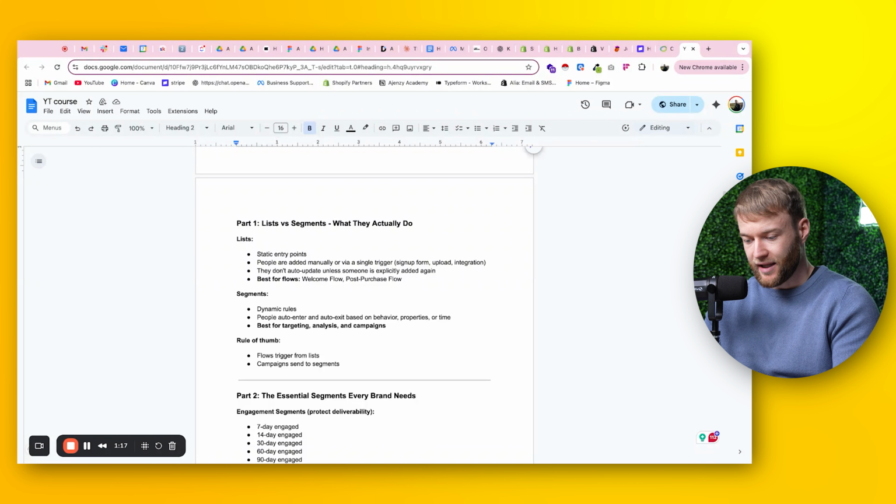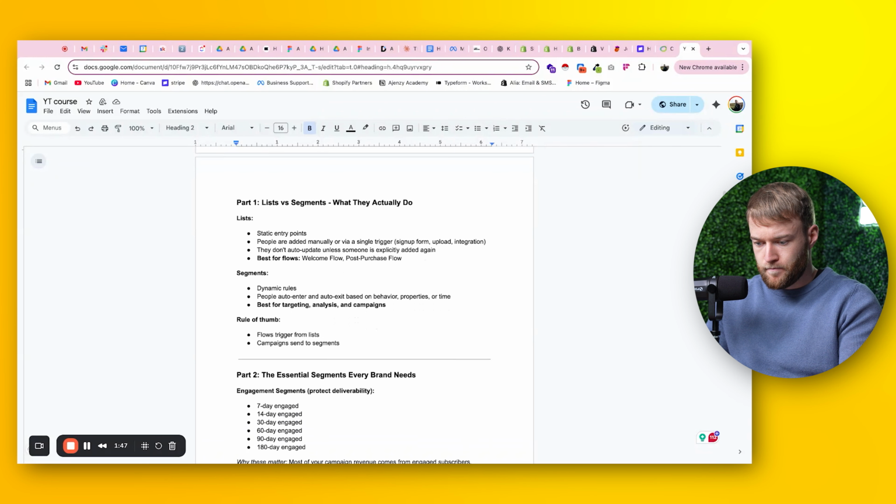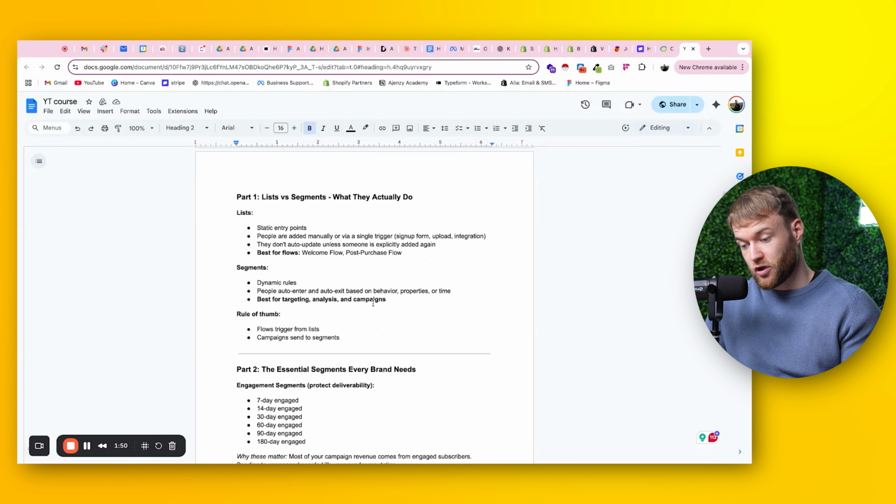Segments are very different. They have dynamic rules. So people will auto-enter and auto-exit based on behavior, properties, or time. These are best for targeting, analysis, and campaigns. So you could just say person has placed order equals once over all time. So if somebody has never purchased, but then they purchased, they'll enter that segment. If they purchase again for a second time, they will leave that segment. The rule of thumb, again, is flows trigger from lists, campaigns send to segments.